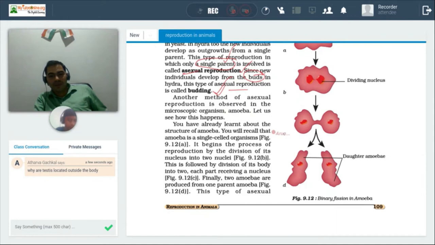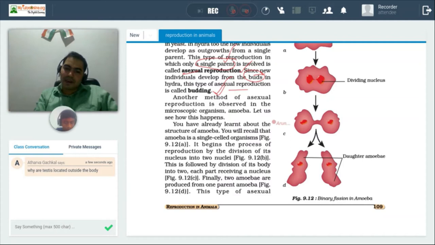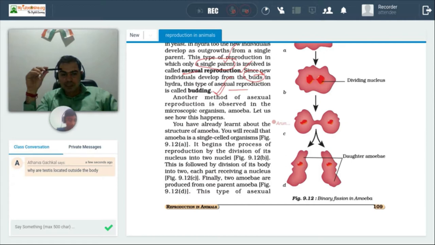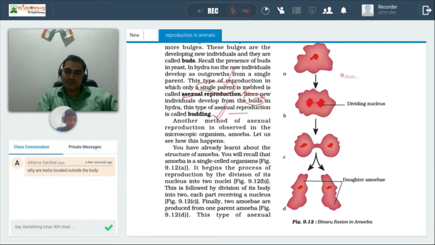Then the next concept comes: how fission happens in amoeba. We have discussed budding in the hydra. Can you explain how budding takes place? Have you understood how budding takes place in hydra? So note down one question in assignment form: How does budding take place in hydra? Explain with the diagram. Done. See, this is the budding.